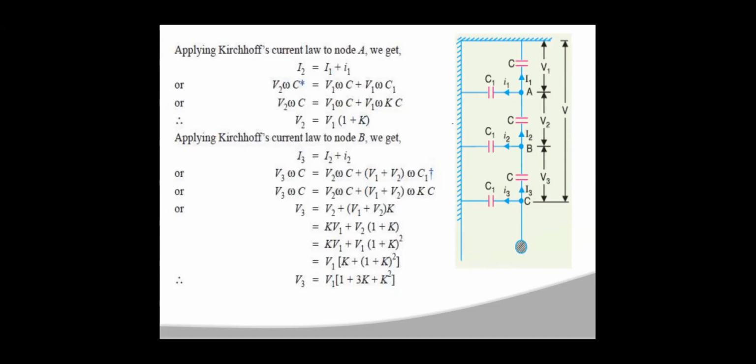Now apply Kirchhoff's current law at node A. In the diagram, you have node A here. At node A, the incoming current is equal to the outgoing currents. The incoming current is I2, so I2 is equal to I1 plus small i1, where this small i1 is the current flowing through C1.